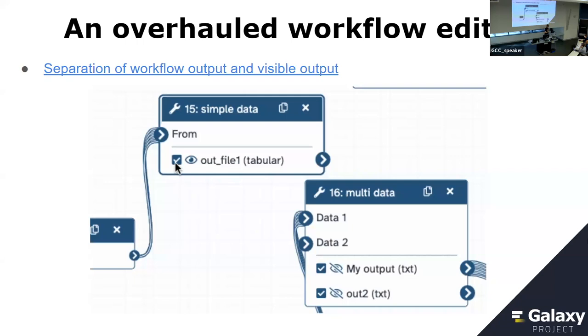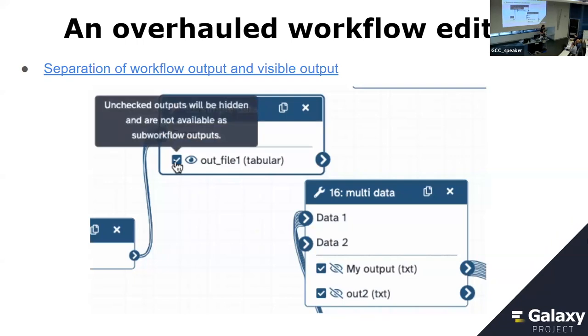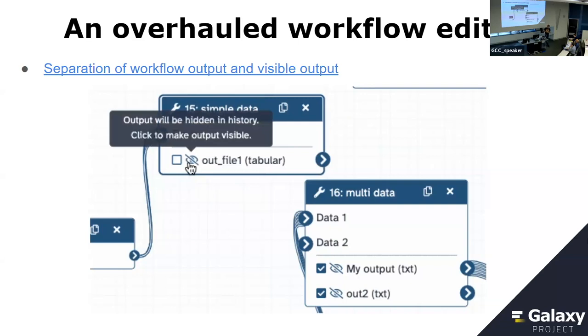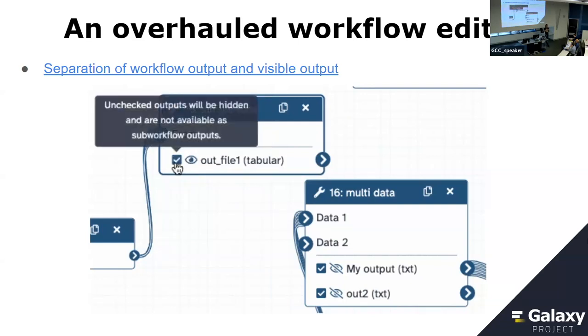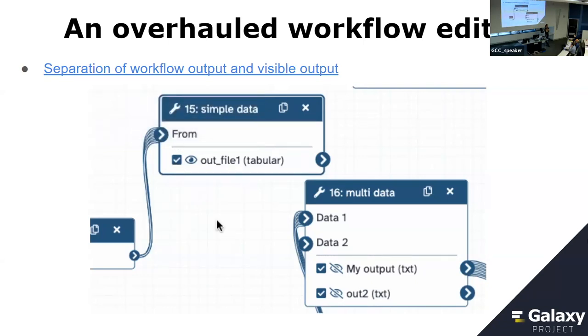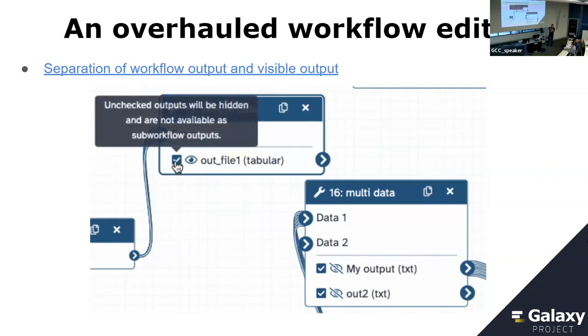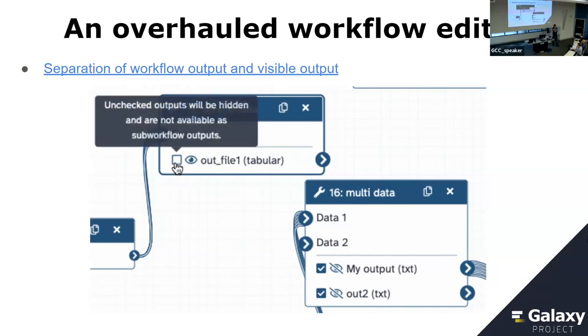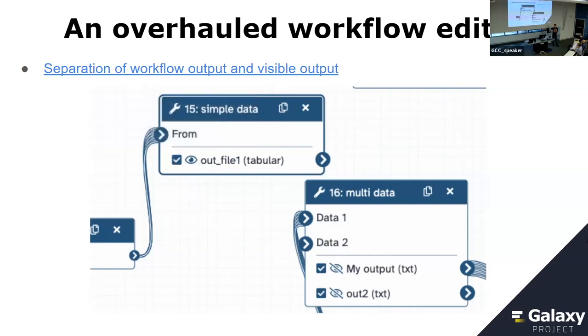This is something that's maybe geared towards power users, but you may know that when you create a workflow, not only can you include tools, you can also include other workflows. So those are sub-workflows. And you know, your 20-step workflow, each of your 20 steps has maybe two or three outputs. You don't want to see all of them as options for your next analysis.